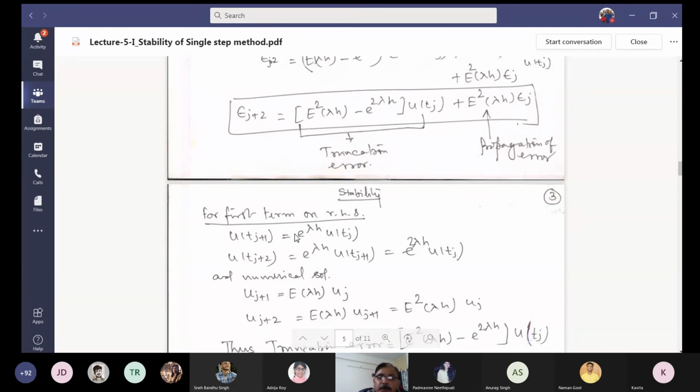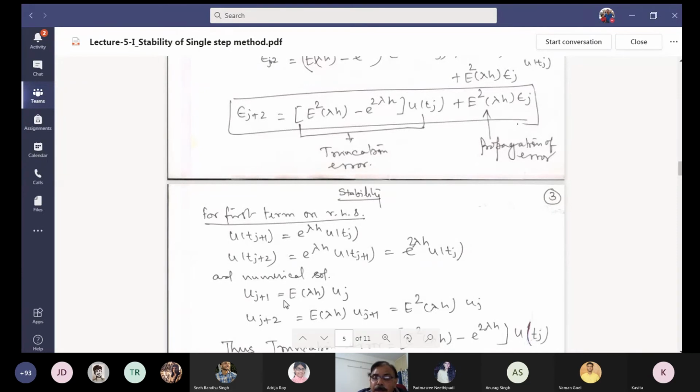utj plus 1 is equal to e to power lambda h utj. utj plus 2 is e to power lambda h utj plus 1. Again you write utj plus 1 as e lambda h utj. So e to power lambda h times e to power lambda h will be e to power 2 lambda h into utj. So utj plus 2, the exact one, can be written as e to power 2 lambda h utj. Is that right? Yes, sir.